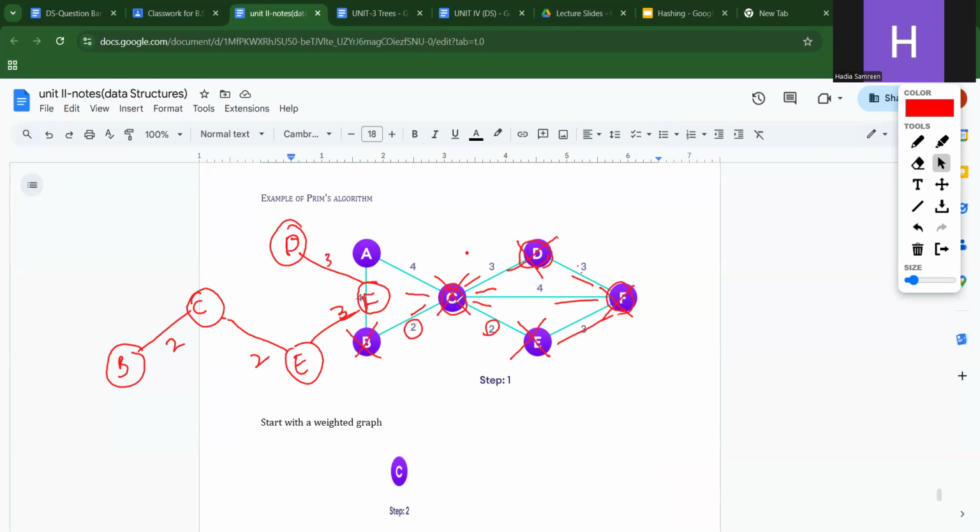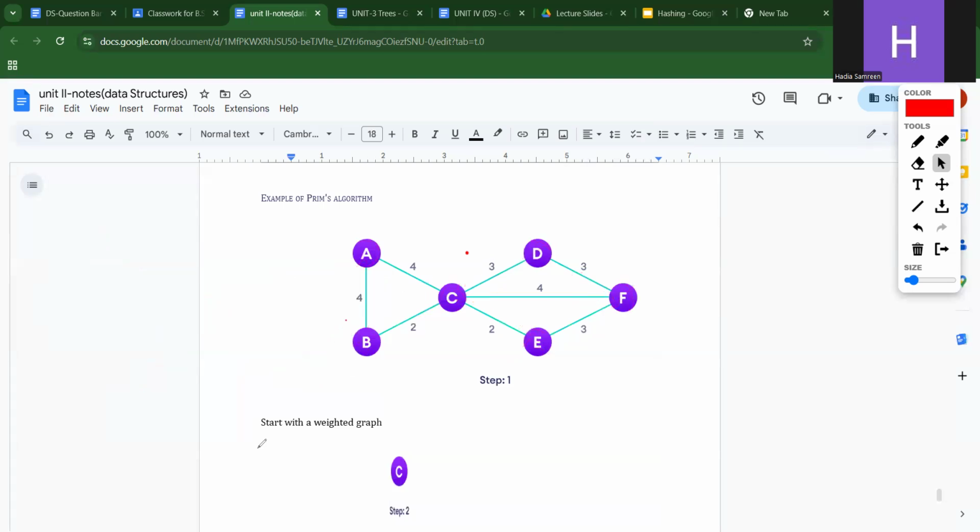D is visited, cost 3. Now, which one is left? A is left, right? We can go either from C or B, because the cost from B to A is 4 and the cost from C to A is also 4. So we can choose either of these. Let's suppose we choose this. Done. This is the minimum spanning tree, and the condition is we need to use the minimum number of edges, and the weight must also be low. So how do we find the weight? We need to add all the numbers written on the edges. So this is about Prim's algorithm.